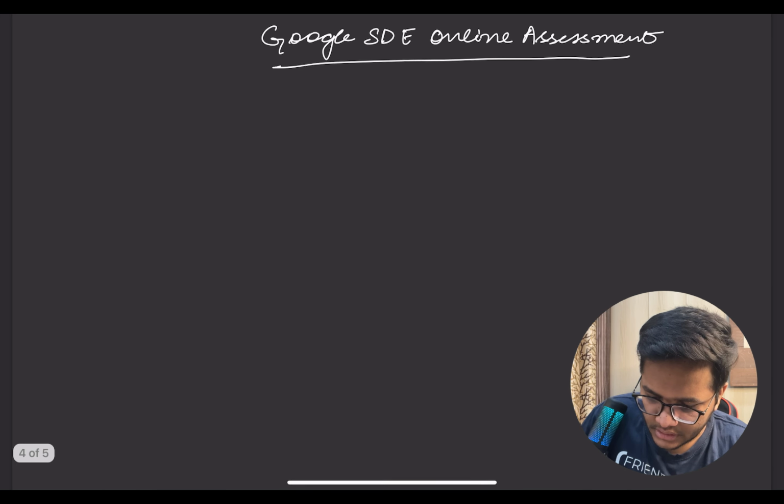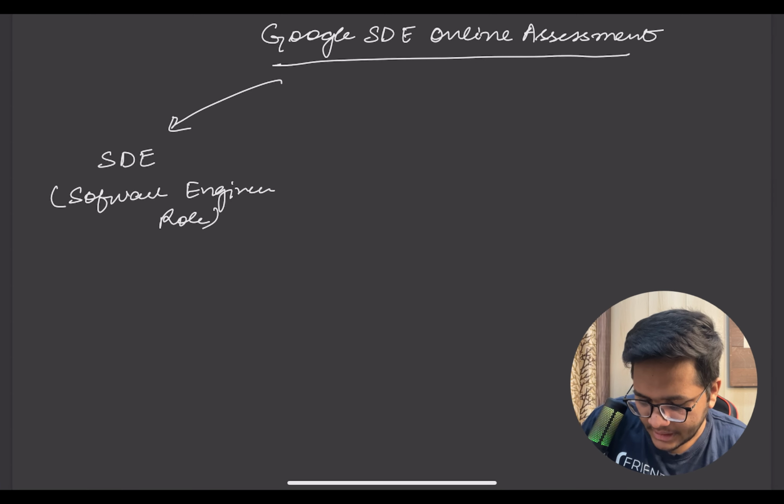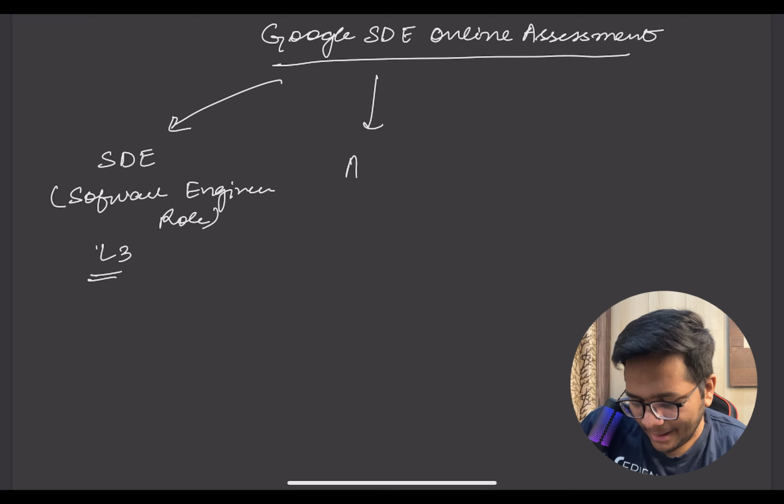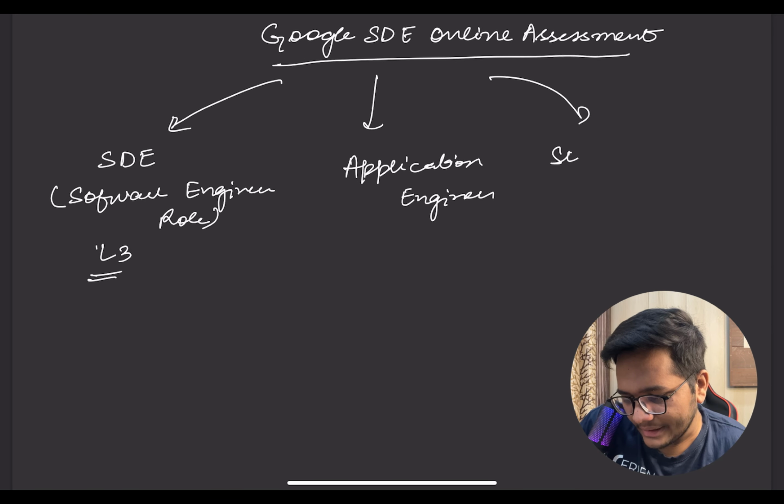The SD online assessment is for both SD internship as well as SD full-time. In Google, generally for freshers, there are 3 roles that are offered. The first is Google SDE, that is the software engineer role. Generally, for freshers they hire for L3 level. Then there is something known as application engineer. Then there is something known as strategic cloud engineer.